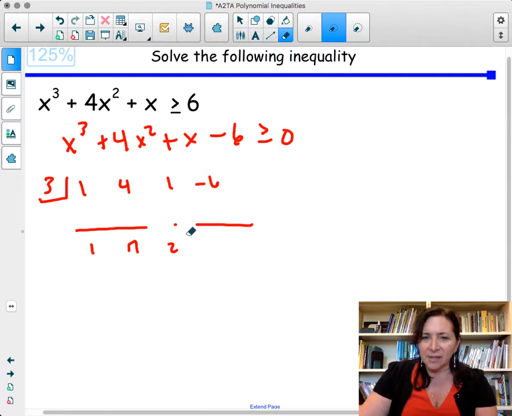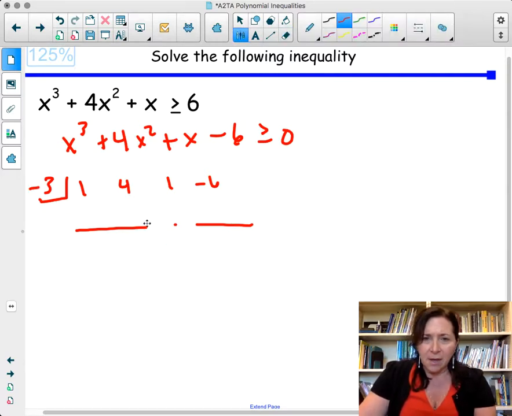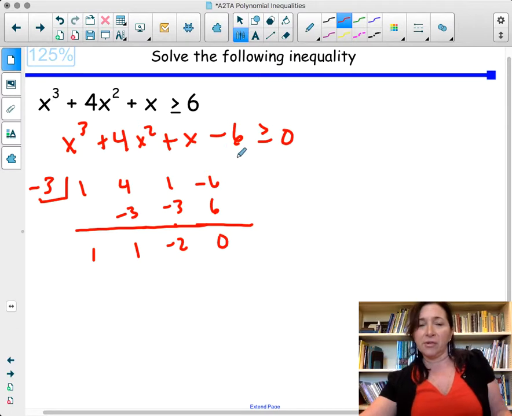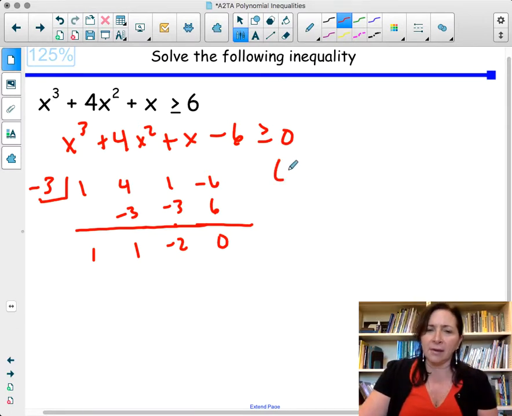So let's erase this and let's try a different number. I'm just going to try -3, okay? And so we're going to go add down, multiply across, add down, multiply across, add down, multiply across, add down. Okay, so we have a 0. We have a 0 at x plus 3 here. So to get -3, you have x plus 3.